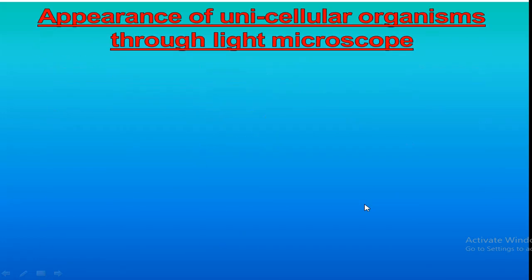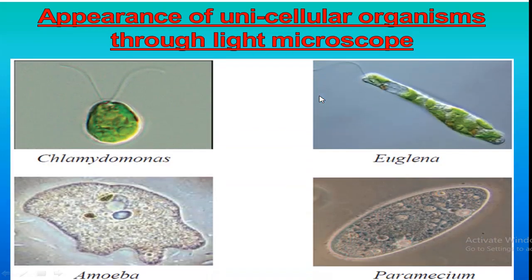Then we will learn about the appearance of unicellular organisms through the light microscope. Those are some pictures relevant to the unicellular organism. The first one, this picture represents the Chlamydomonas. Chlamydomonas belongs to the unicellular organisms because it contains only one cell, right? This picture represents the Euglena. Euglena is also a type of unicellular organism because it is also formed from a single cell.